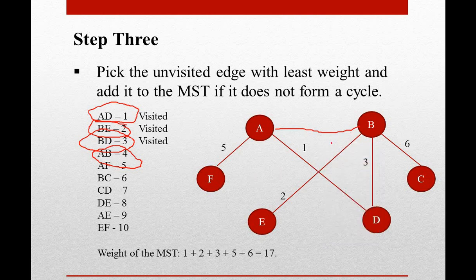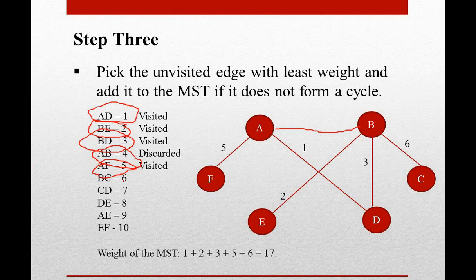Okay, so you should reject it. This is not added, so it will be discarded. The edge AB will be discarded. The next one is AF, which is the unvisited one. Obviously AF doesn't form any cycle, so it is added.